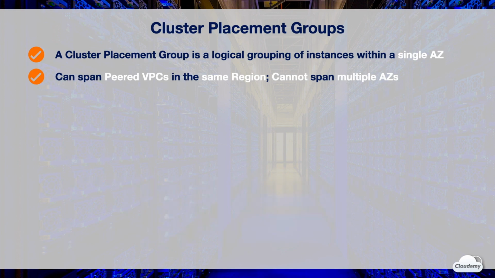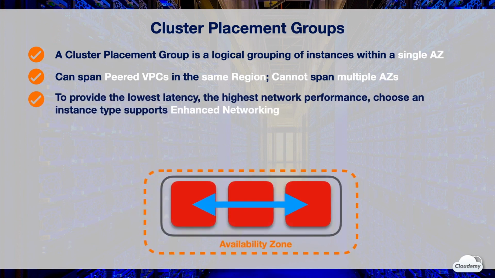Cluster placement groups are recommended for applications that benefit from low latency and high throughput network between EC2 instances. They are also recommended when the majority of network traffic is between the instances. To provide the lowest latency and highest packet per second network performance for your placement group, you should choose an instance type that supports enhanced networking. Enhanced networking uses single root I/O virtualization to provide high-performance networking capabilities.